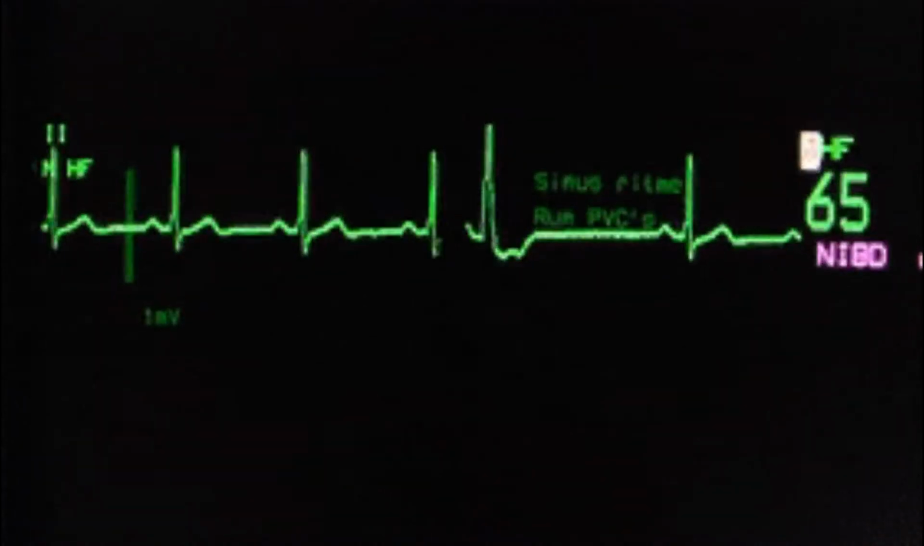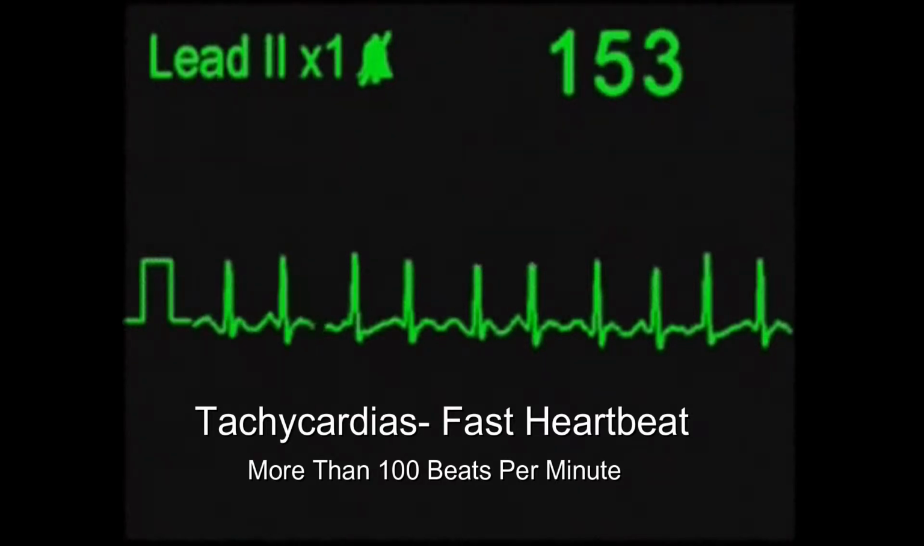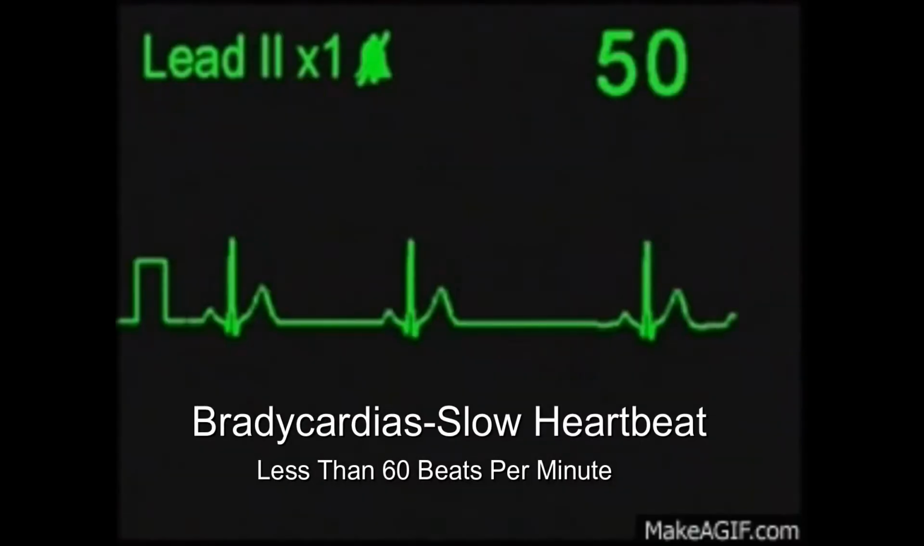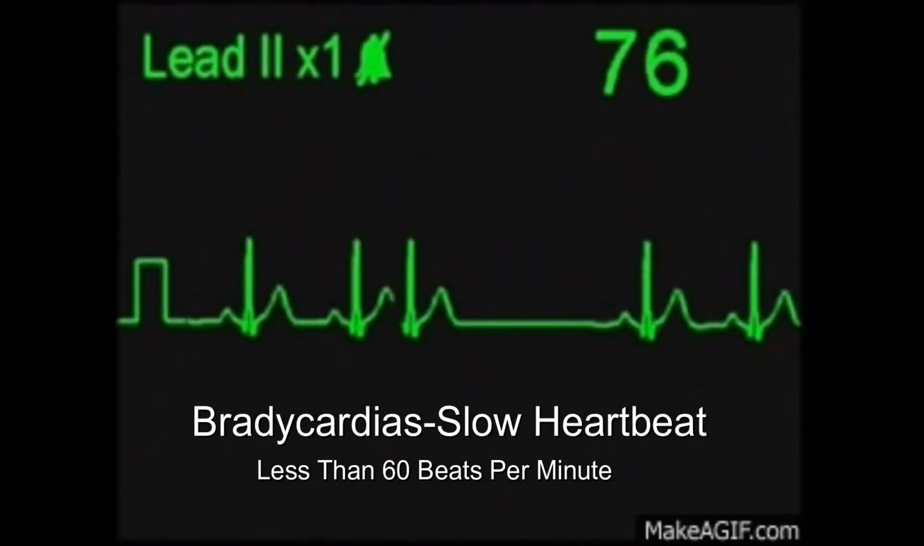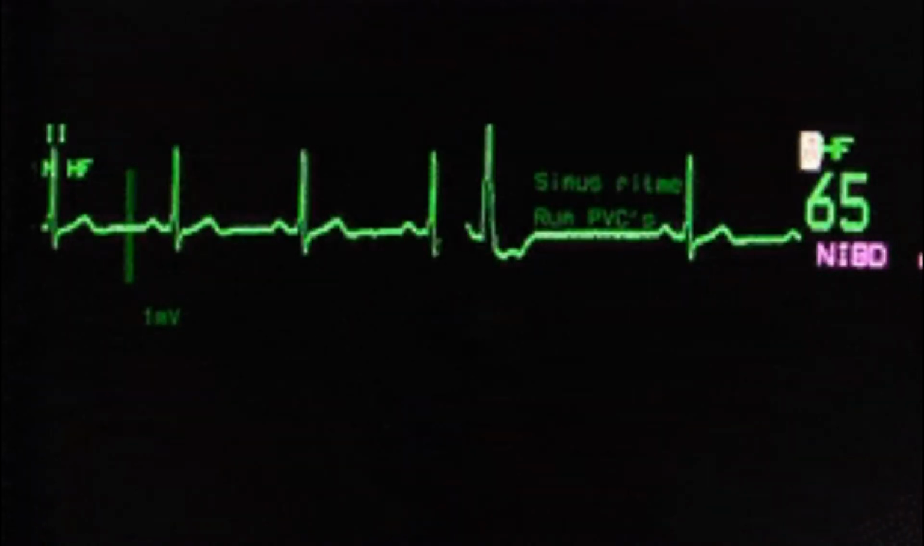So there are two main types of arrhythmias. Tachycardia is when there's a fast heartbeat, a heartbeat that is greater than 100 beats per minute. Bradycardia is a slow heartbeat, which is a heartbeat that is under 60 beats per minute.